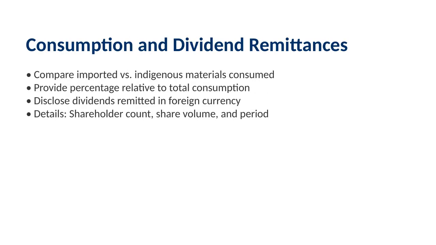To get a full picture of the production process, the company must also disclose the value of all imported raw materials and components consumed during the year, compared against the value of indigenous or locally sourced materials consumed. The key here is to provide percentage of each relative to the total consumption.